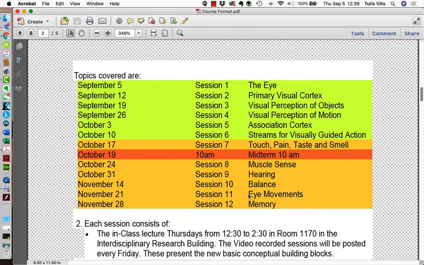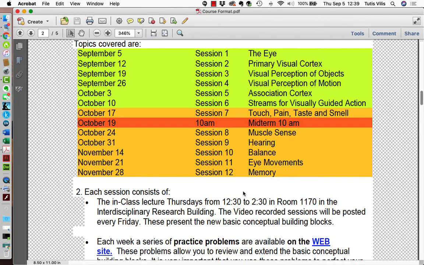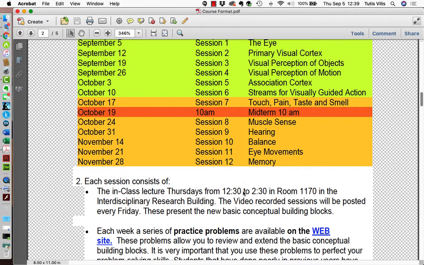Now, each session will be here in this room, and this has got this strange name, the Interdisciplinary Research Building, but it's basically the BMI, which is the Brain and Mind Institute, and on top of it is psychology. So on top of it is the mind. The brain is all the other floors.